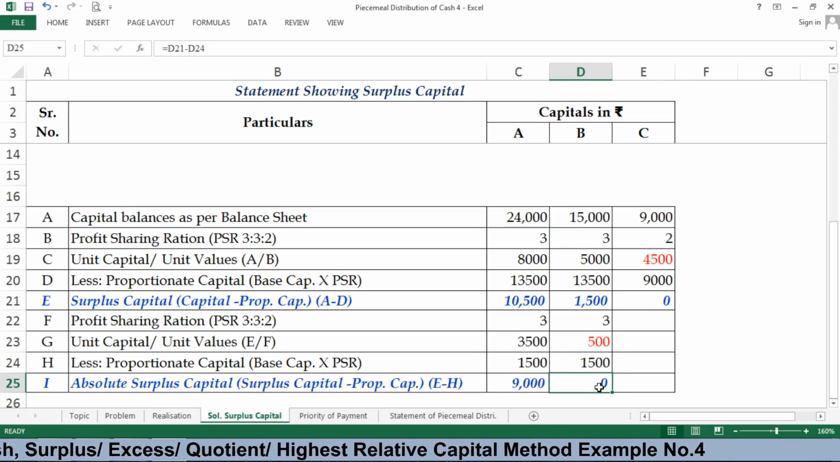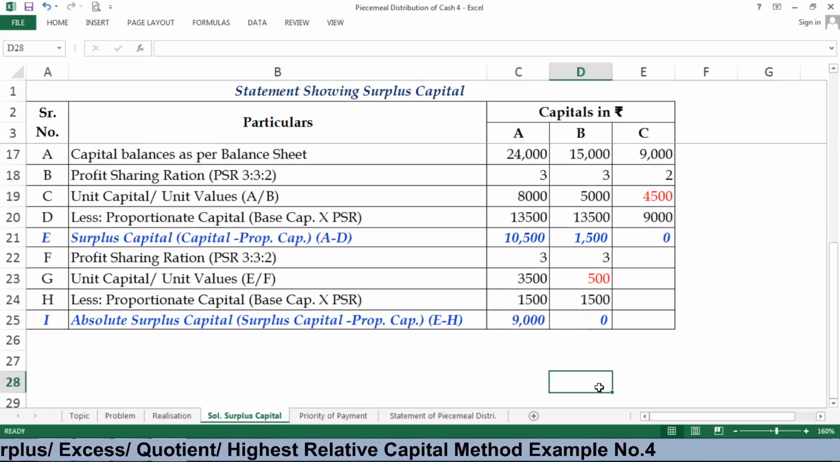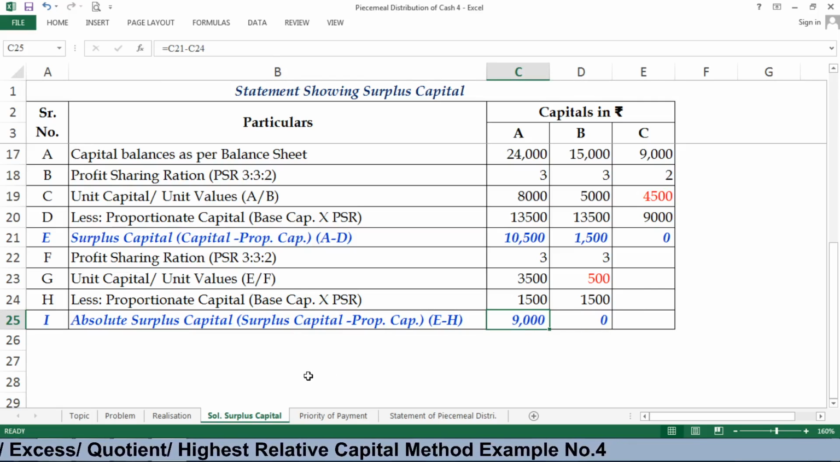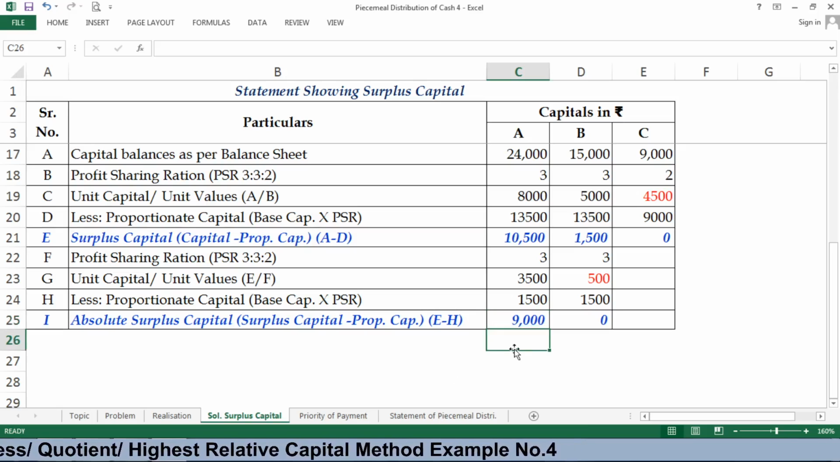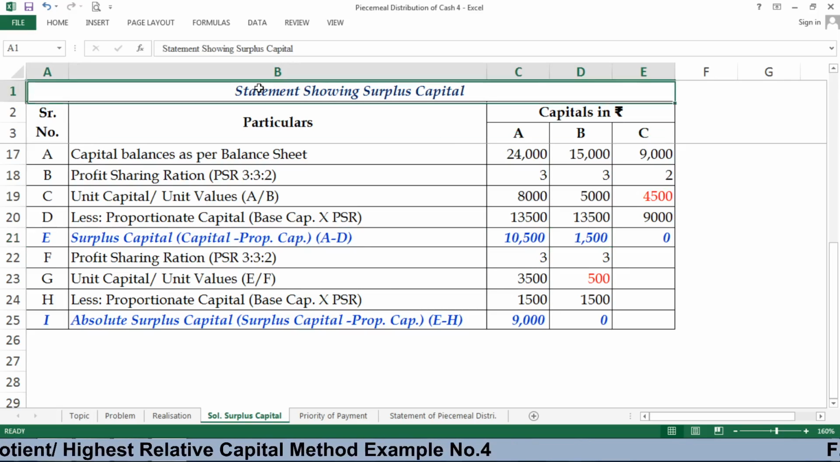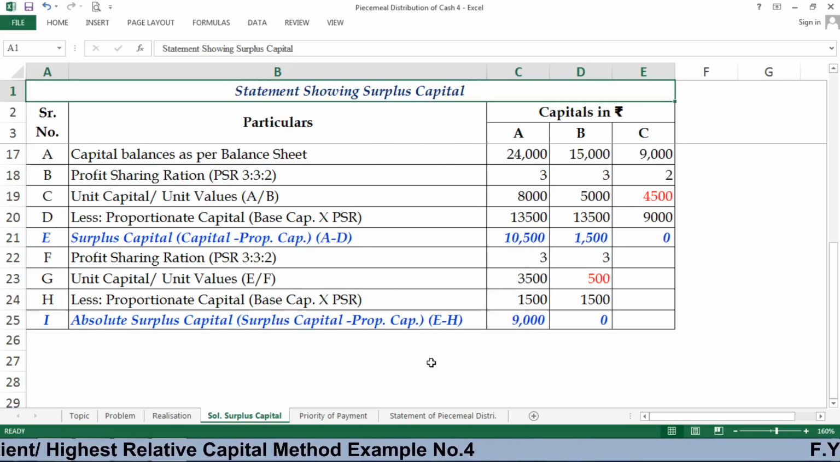It simply means that the absolute surplus here is of Mr. A, that is 9,000. So the statement of surplus capital is completed. That means after paying the third party and other liabilities, when we pay the partners, at that time we have to pay Mr. A rupees 9,000 first. Then if there is an amount in the priority, we will consider A's capital and B's capital. So in this way you can calculate the statement of surplus capital.